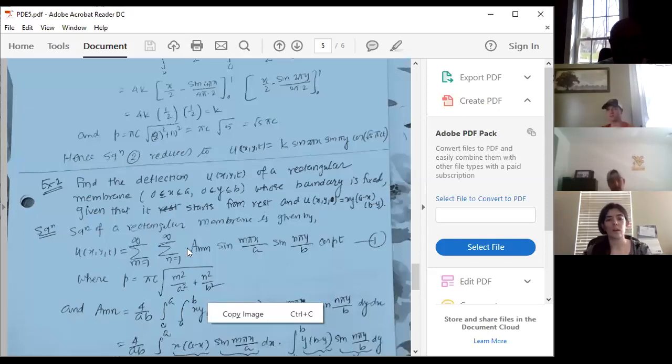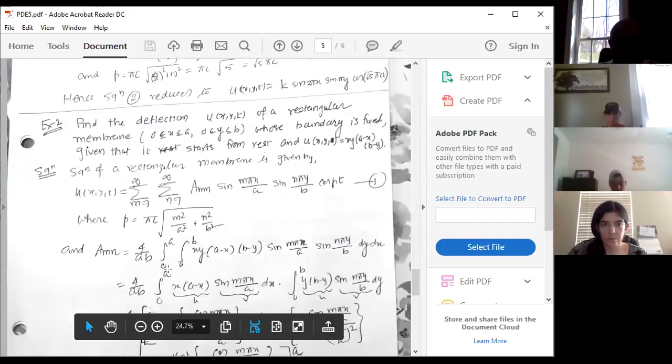My U of XY general solution is given over here: m equal to 1 to infinity, summation n equal to 1 to infinity, Amn sine m pi x by a sine n pi y by b cosine of pt, where p is given by pi c square root of m square by a square plus n square by b square. And Amn is given by 4 over ab. I just wrote down all the things which I require.